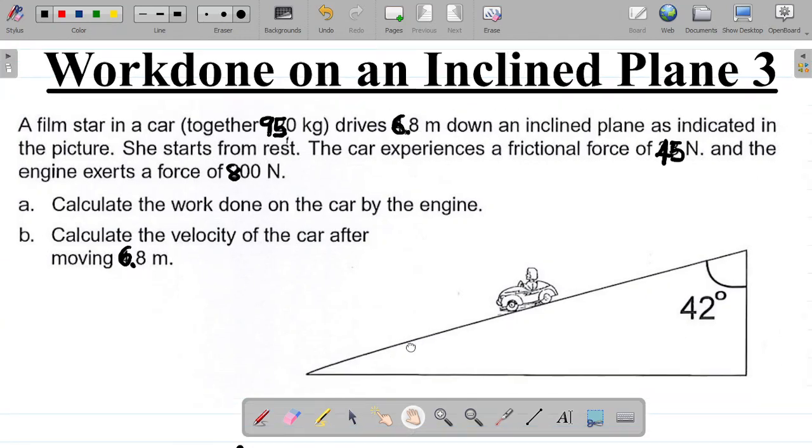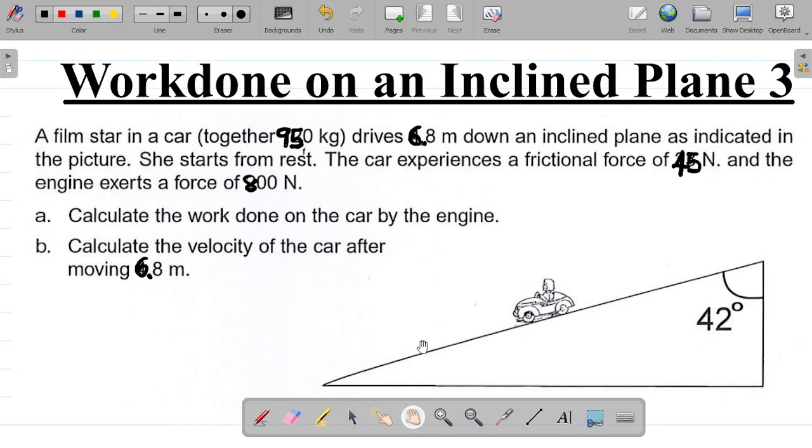Now here's your own task. You solve this and leave your answer in the comment section. A film star in a car, together 950 kilogram, drives 6.8 meters down an inclined plane as indicated in the picture. That's the same picture here. Perhaps I should change this from 42 to 23 or 22. 22 degrees there. She starts from rest.